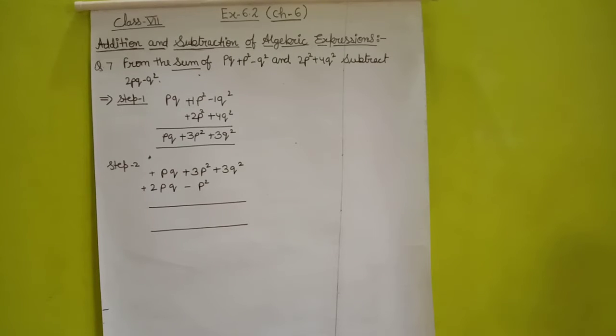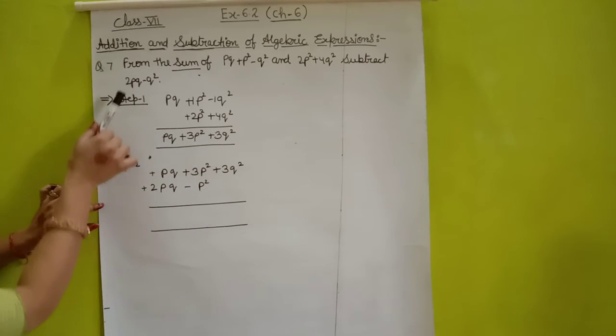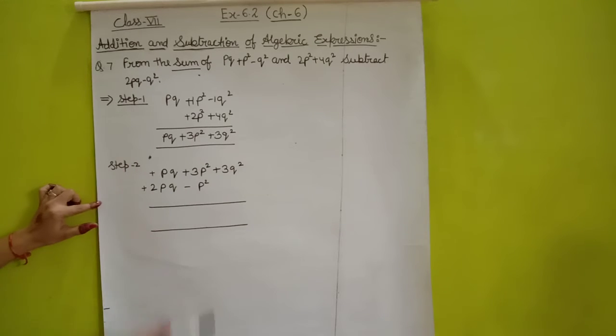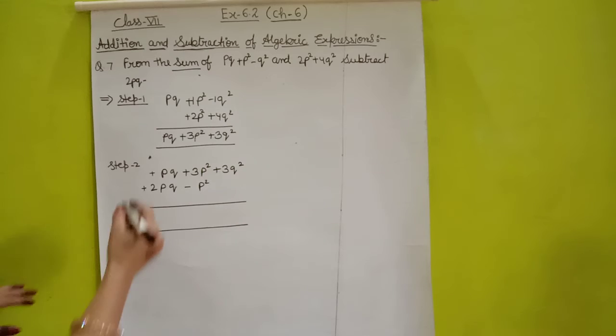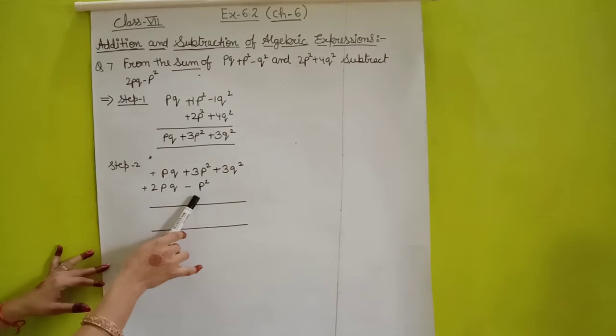Students, here both the terms I have written in column method. Here pq square, 3p square, 3q square, and this is 2pq with positive sign and minus q square. I have written by mistake. Students, this is p square. By mistake I have written q square. This is p square. Okay.